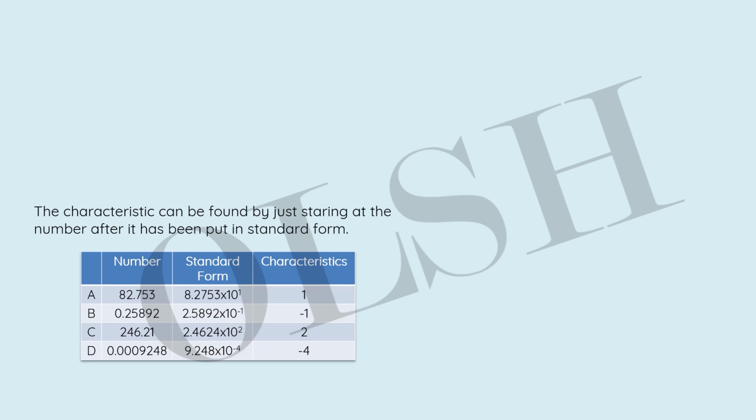Now C, 246.21. Putting it in standard form, we have 10 raised to the power of 2.